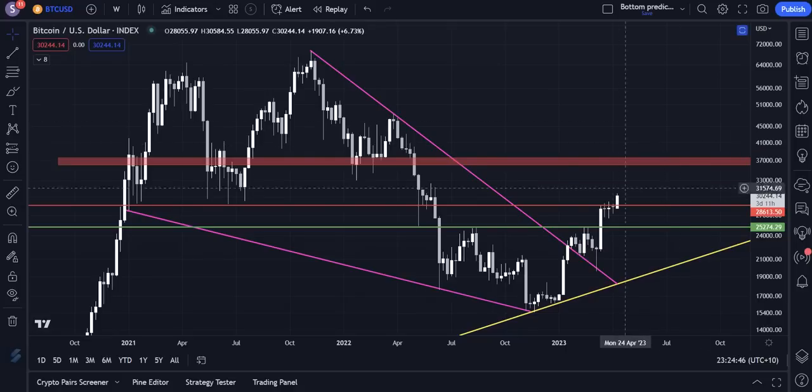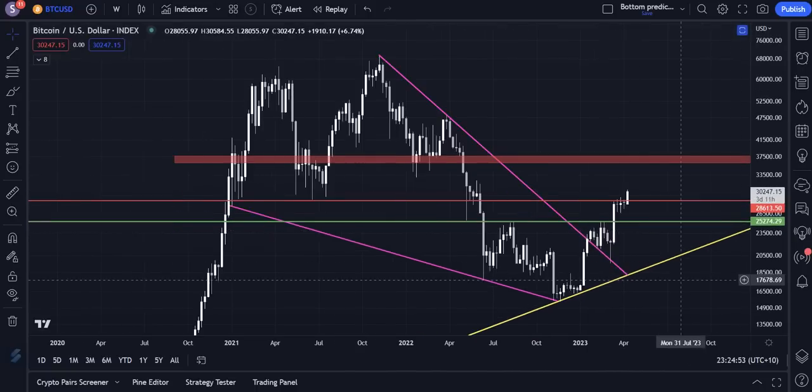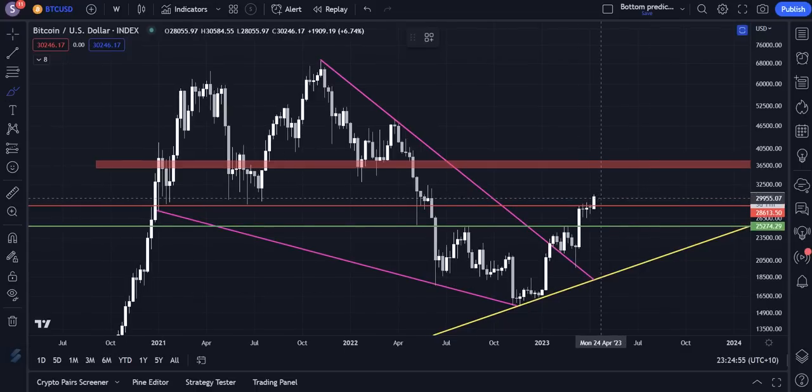I see it as highly unlikely that if Bitcoin closes above 28.6k, we would close back below it. I don't think we will. I think if we get that close above 28.6k, it is very likely that we maintain above that level for a long period of time.